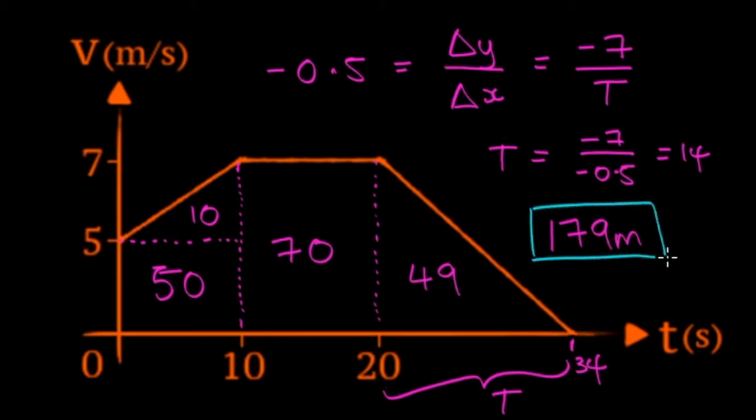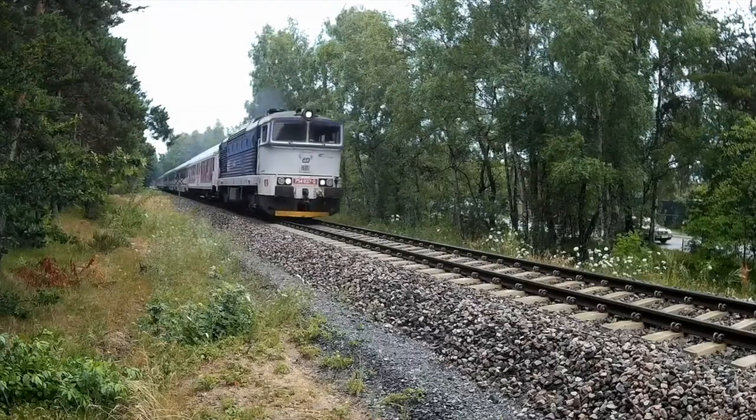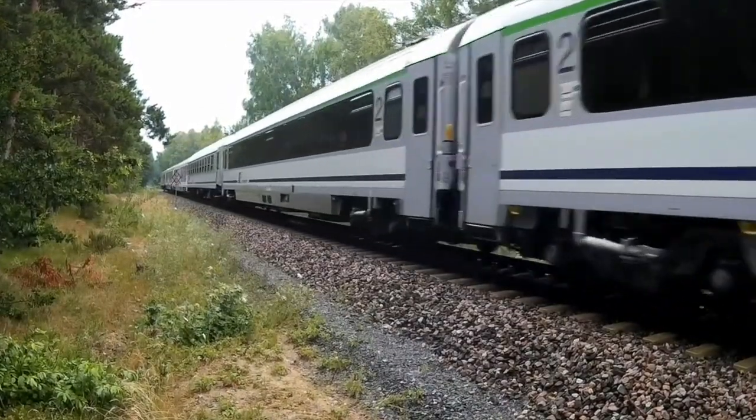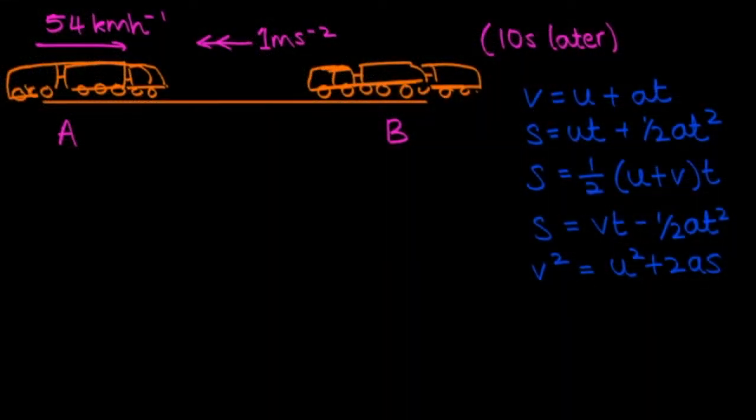For our next problem, we have a train again travelling with linear motion between 2 points A and B. The train passes point A with a velocity of 54 kilometers per hour and then begins to decelerate at a rate of 1 meter per second squared, and then 10 seconds later the train passes point B. So let's try to find firstly the speed at which the train passes point B, and secondly the distance between the 2 points.